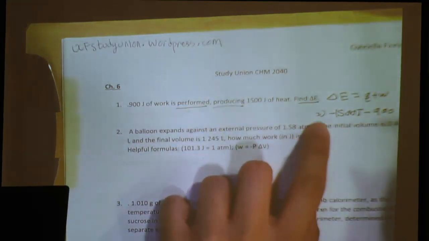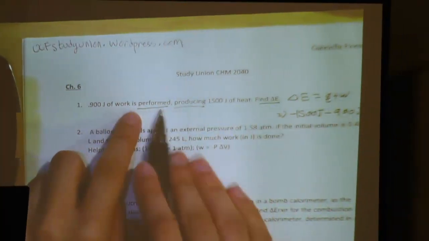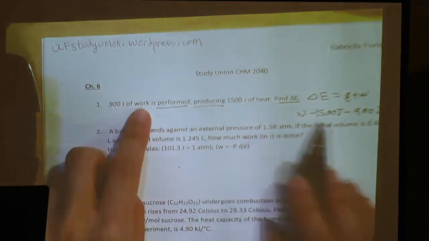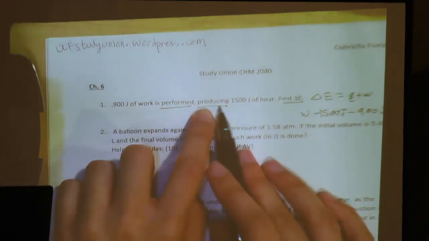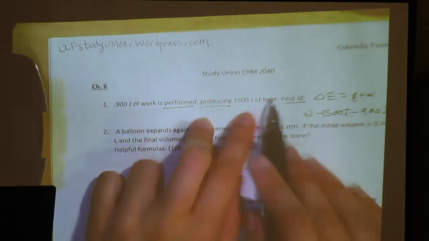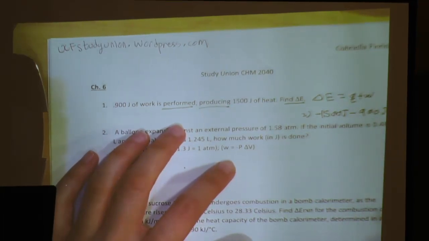Now, how did we know that it was a negative sign here? Well, we have these key words. When you see performed, that means that the sign is going to be negative instead of positive. And when you see produced for heat, that means that your sign is going to be negative. And so this is going to equal negative 2400 joules. And that's our answer.